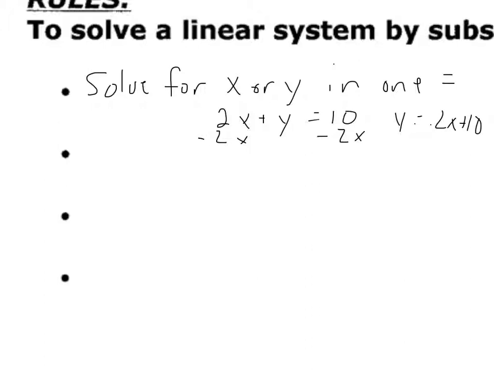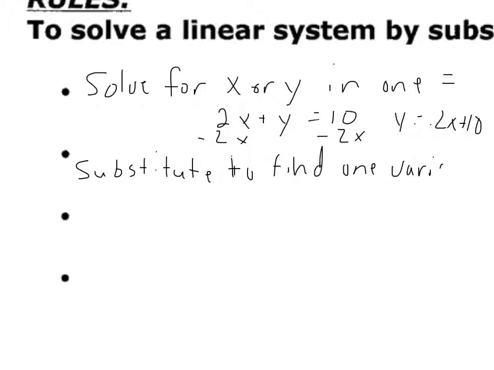Step 2 is to substitute in to find one variable. We will go over this in detail in just a minute. So substitute to find one variable.